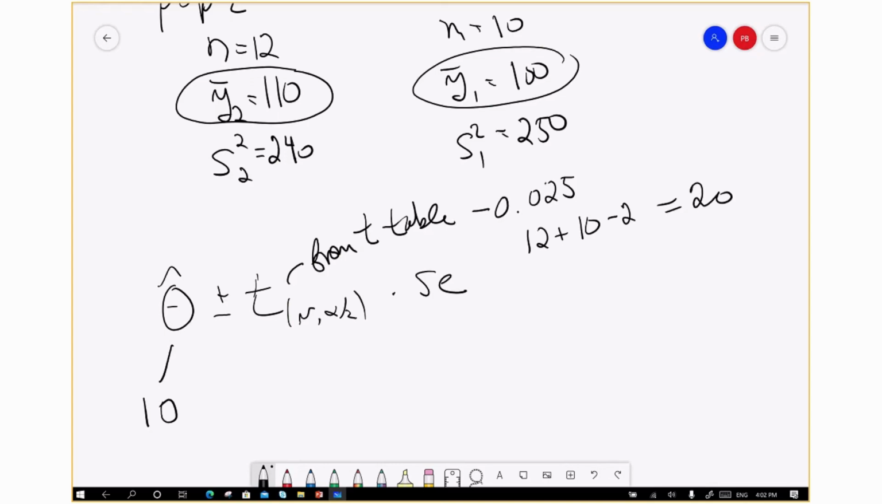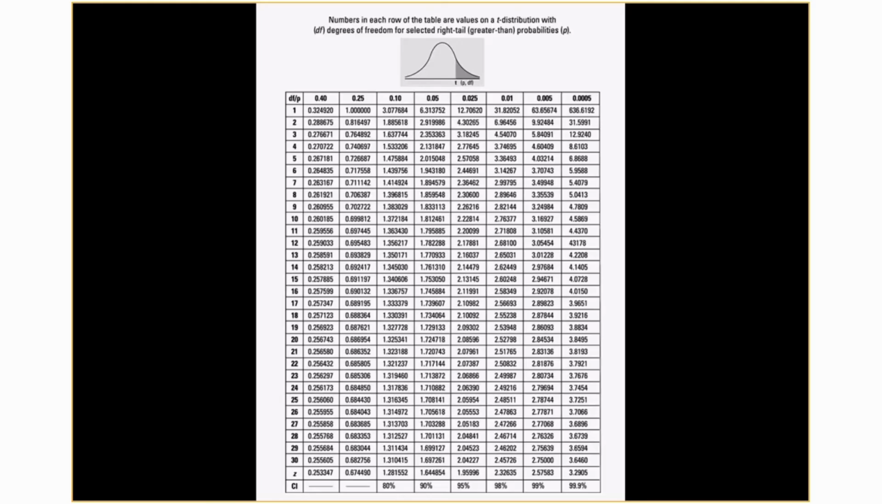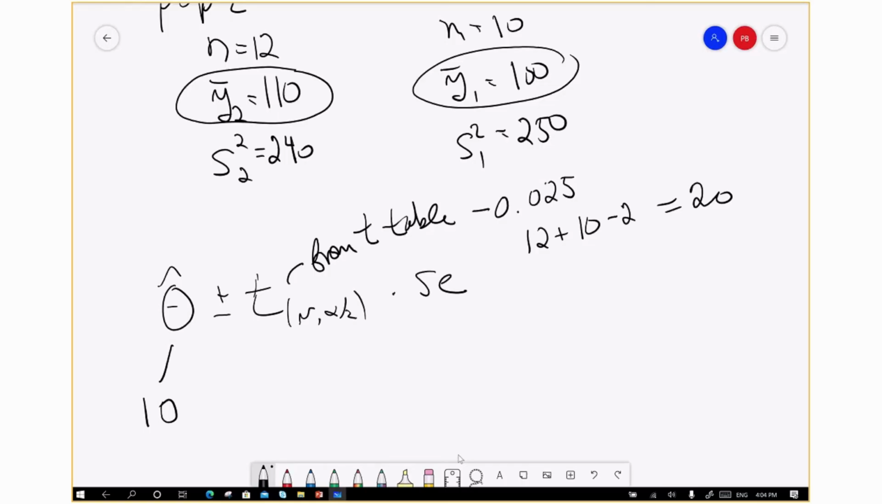So let's see if we can find that on our t-table. What we want is the t-value associated with 0.025 and 20 degrees of freedom. So there's our 20 degrees of freedom, and there's our 0.025. So 2.08596 is the answer. So let's head back to the whiteboard. So now we're back at the whiteboard. We can plug in this value of t, which is 2.08596.